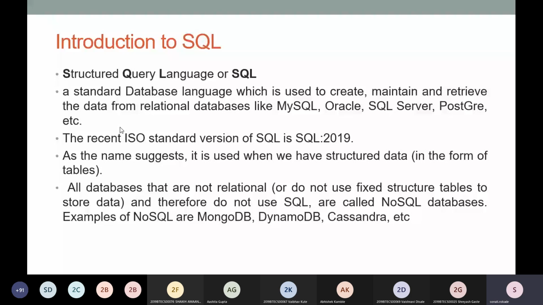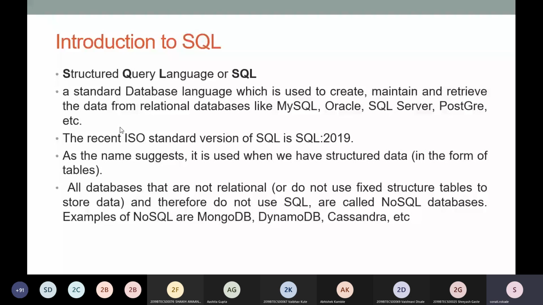So what is SQL? SQL is the structured query language, a standard database language used to create, maintain and retrieve data. There are a number of relational databases available in the market, some of them are MySQL, Oracle, SQL Server, then Postgre. The most recent and most widely used ISO standard version of SQL is SQL 2019. It is used when we have structured data in the form of tables.